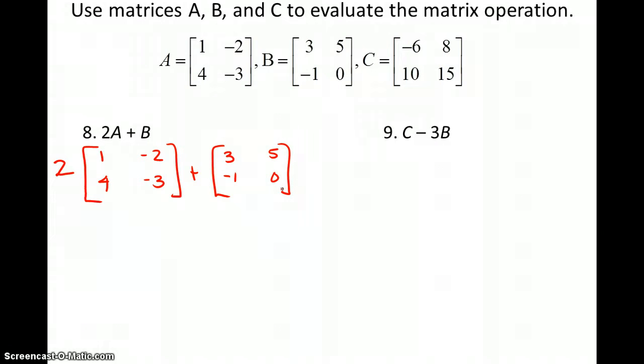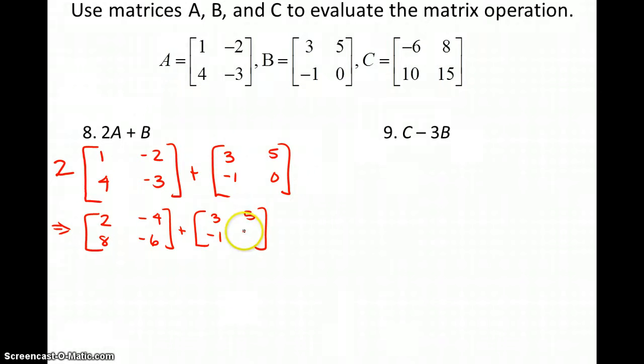Remember your order of operations. They still apply. So that means you need to multiply before you add. Using scalar multiplication, which we just did, we will get 2, negative 4, 8, and negative 6 for your first matrix, plus matrix B. Combining the matrices, the elements that are in the same positions, 2 plus 3 gives us 5, negative 4 plus 5 gives us 1, and on the bottom row, 8 plus negative 1 gives me 7, negative 6 plus 0 gives me negative 6.